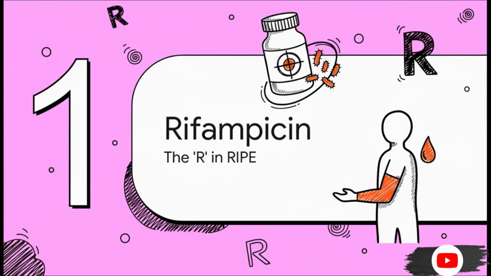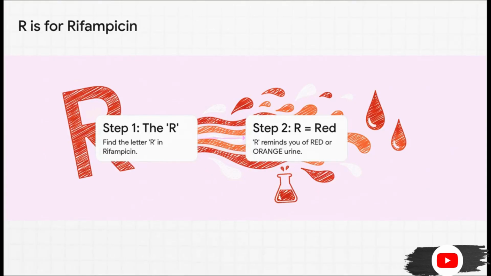First up on our list is rifampicin. This is a cornerstone of TB treatment, and it's got a very unique side effect that its own name is going to help you remember forever. The connection here is just so simple, you'll love it. Just look at that first letter, R. R is for rifampicin, and R makes you think of red. That's because this drug can turn a patient's urine, and sometimes even their tears or sweat, a harmless reddish-orange color. See? R, red. It's simple, it's direct, and you're never going to forget it.